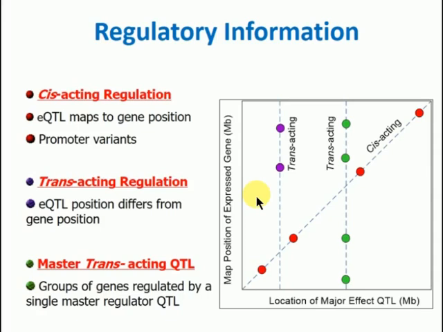This diagram gives you an explanation. In other words, cis regulation or trans regulation is defined by the location relationship of gene expression and their regulator. If the regulator is located at the same or a nearby location as the gene, we call that gene cis regulated.